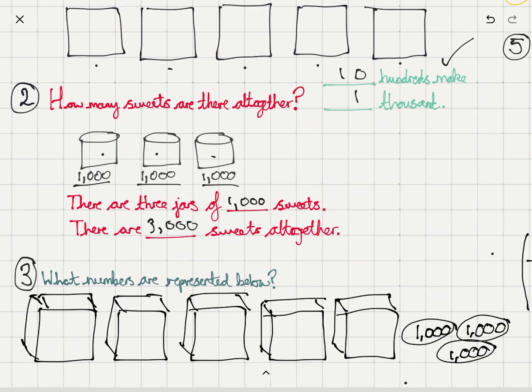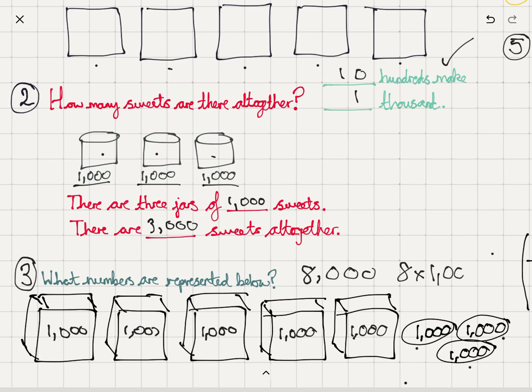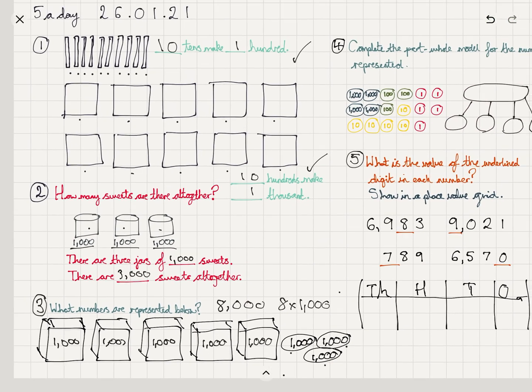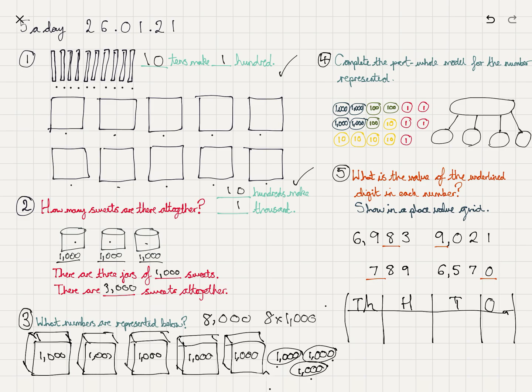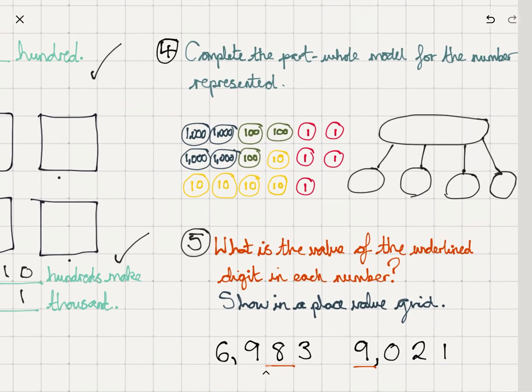Okay. What numbers are represented below? So remember, if you looked at our help video, you'll know that when you've got a 3D square like this, it is 1,000. So we've got 1,000. Another 1,000, so that's 2,000, another 1,000, so that's 3,000, another 1,000, so that's 4,000, and another 1,000, so that's 5,000, 6,000, 7,000, 8,000. So our answer is altogether 8,000. Or you could say 8 times 1,000, or 8 lots of 1,000, however you want to write it. It is showing 1,000 in lots of different ways, well, 2 different ways.